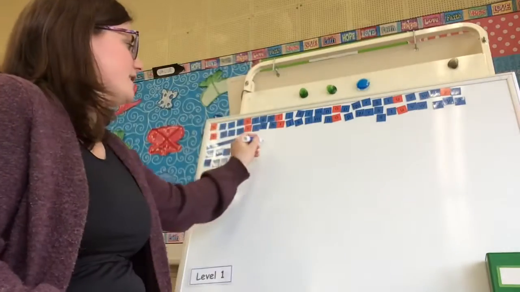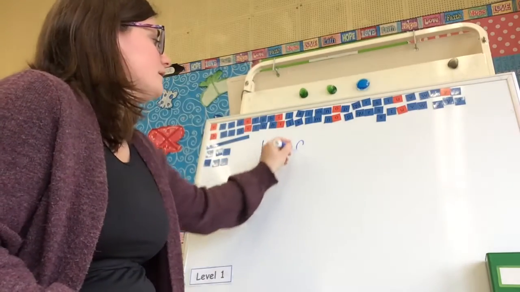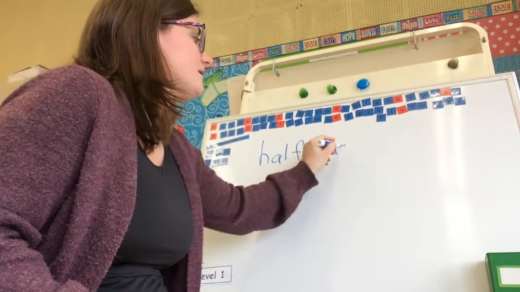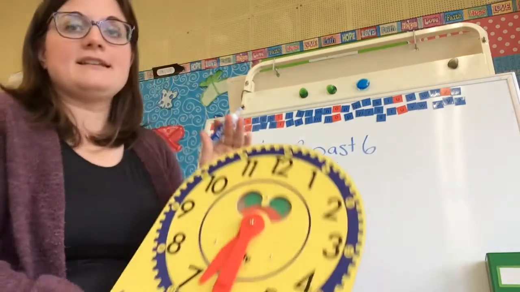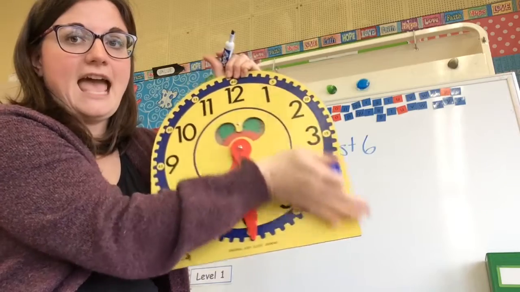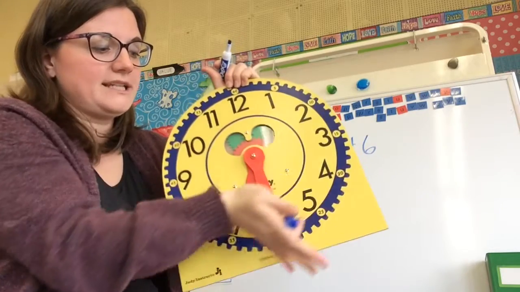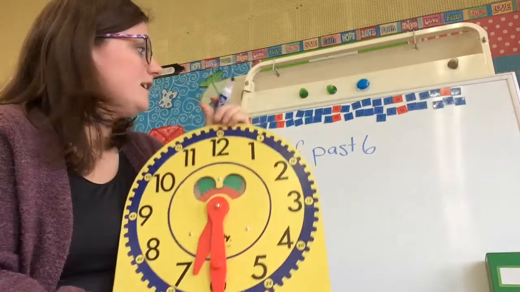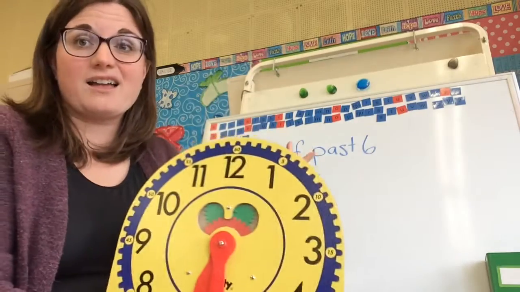So we can write it like this: 6:30. And it's half because we know half of a circle, right? This is half of a circle, this whole part down here. So it's half past the 6 o'clock, right?